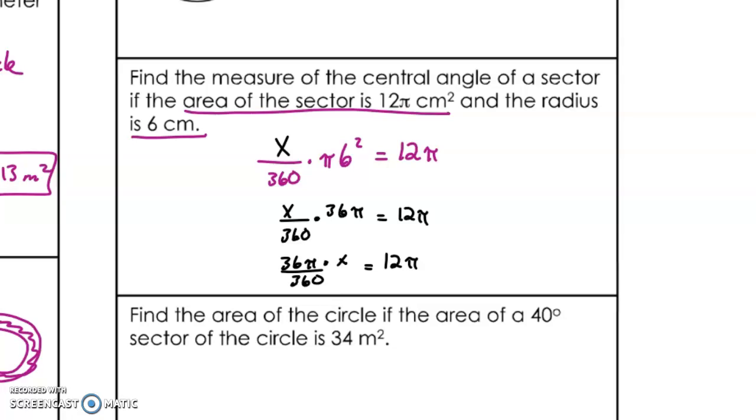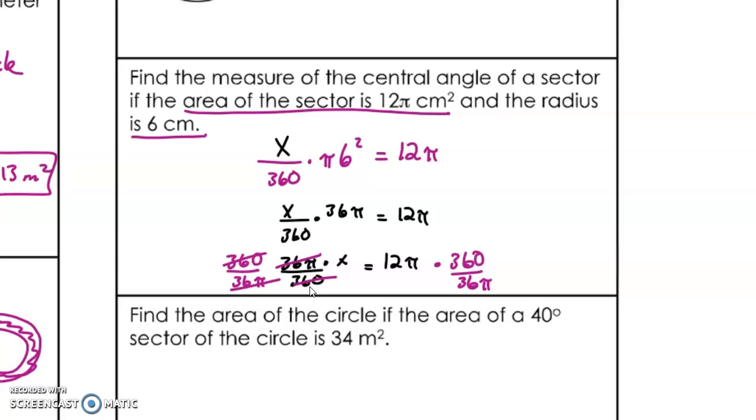The order doesn't matter. So now to get x by itself, I need to move this fraction, 36 pi over 360. How you move a fraction is you multiply by the reciprocal. It's that whole flip and multiply thing. And remember, the reason this works is because 360 over 360 makes 1, and 36 pi over 36 pi makes 1.